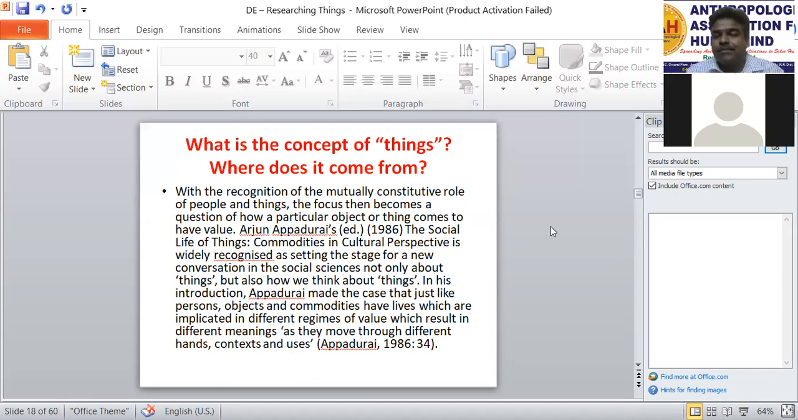Arjun Appadurai's edited book, which was published in 1986, The Social Life of Things, Commodities in Cultural Perspective, is widely recognized as setting the stage for a new conversation in the social sciences, not only about things, but also how we think about things. In his introduction, Appadurai made the case that just like persons, objects and commodities have lives which are implicated in different regimes of value, which result in different meanings as they move through different hands, contexts, and uses. This is a brilliant observation.